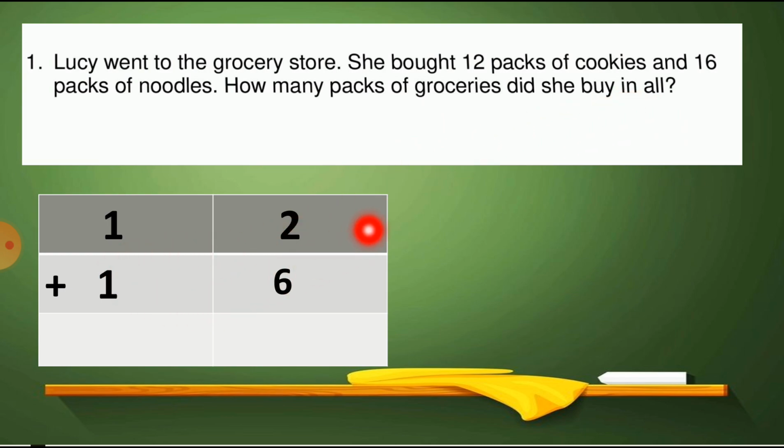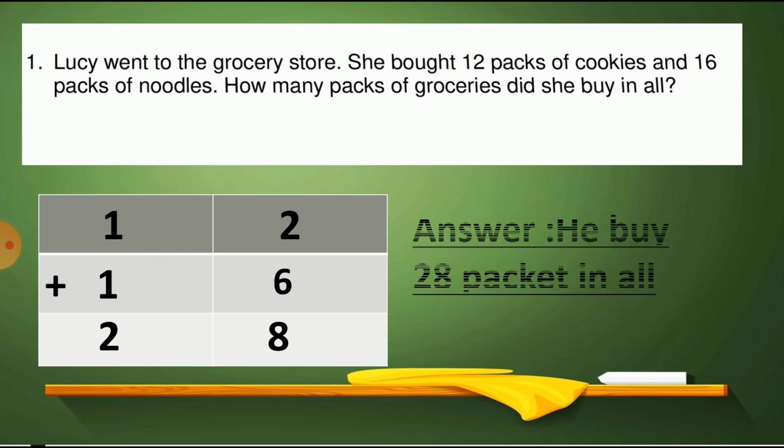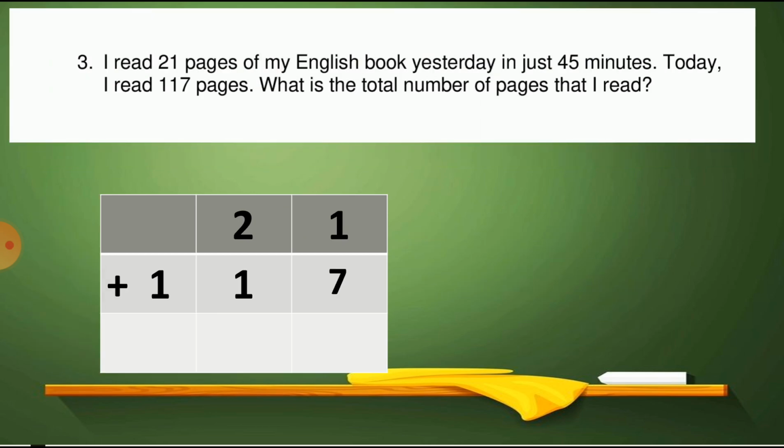So here we have to add these numbers. 2 plus 6 in the ones column: 2 plus 6 is equal to 8. So we write the number 8 under the ones column. Let's move to the tens column now. In the tens column there are 1 plus 1, so we write the number 2 under the tens column. So the answer is, she bought 28 packets in all. This is the way you have to write down the answer.